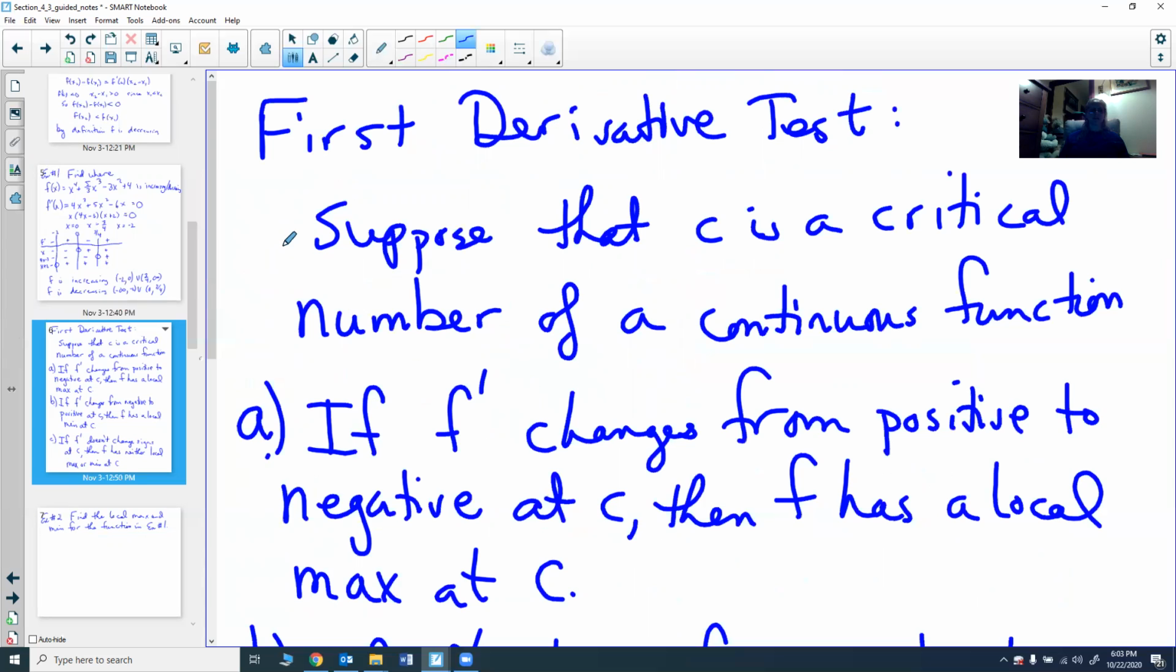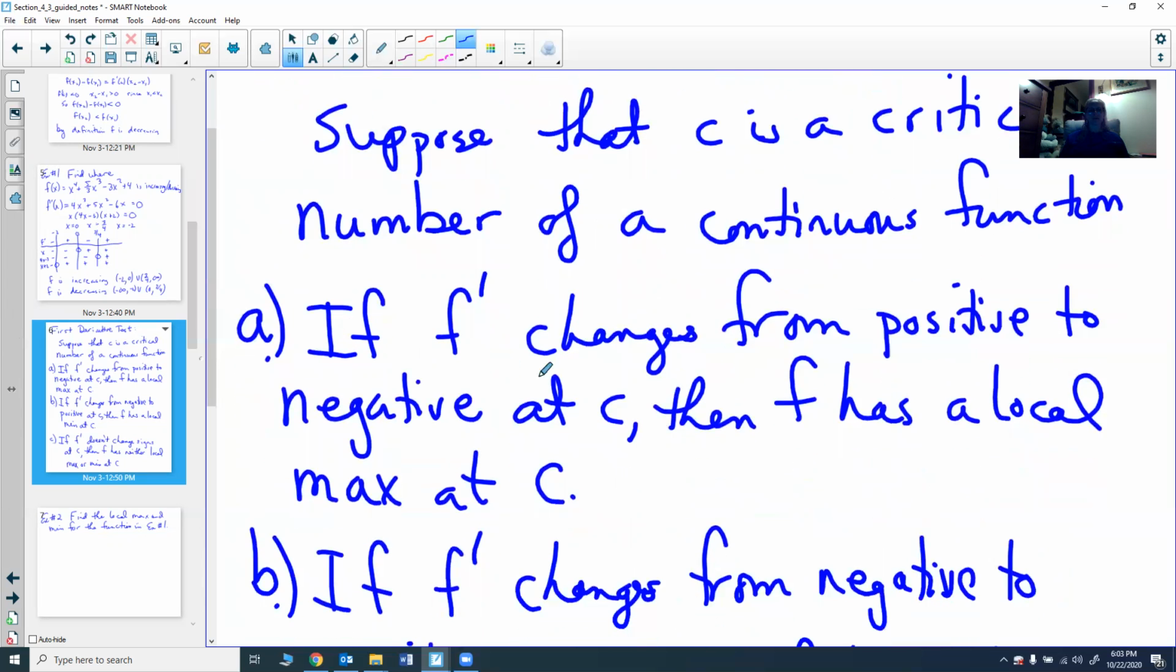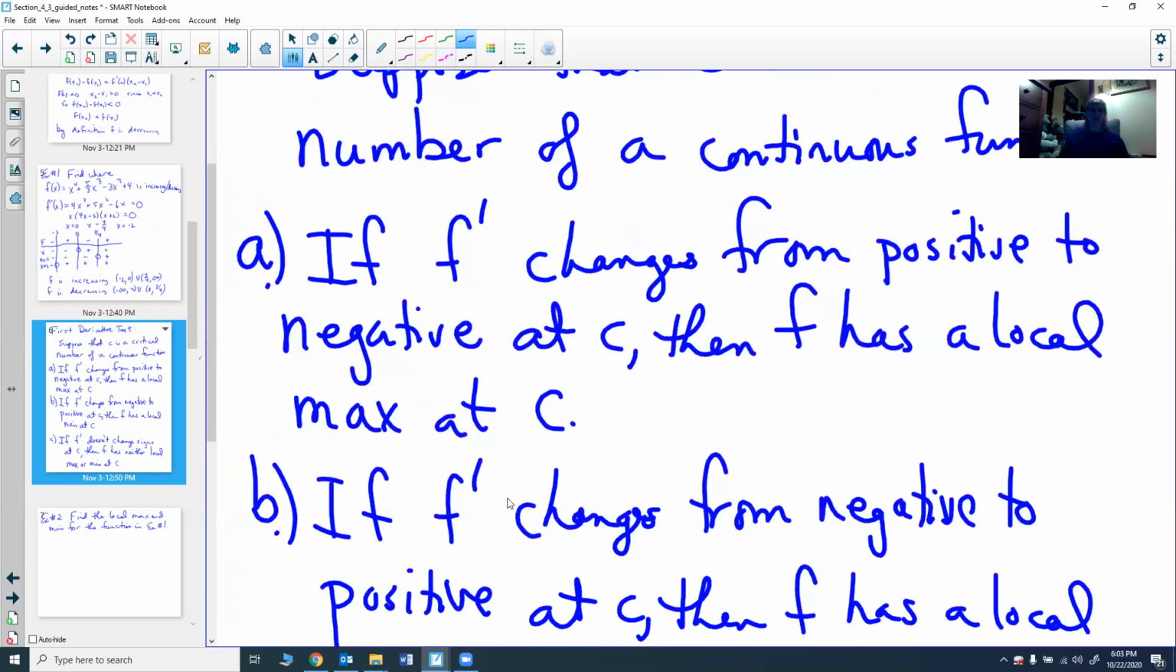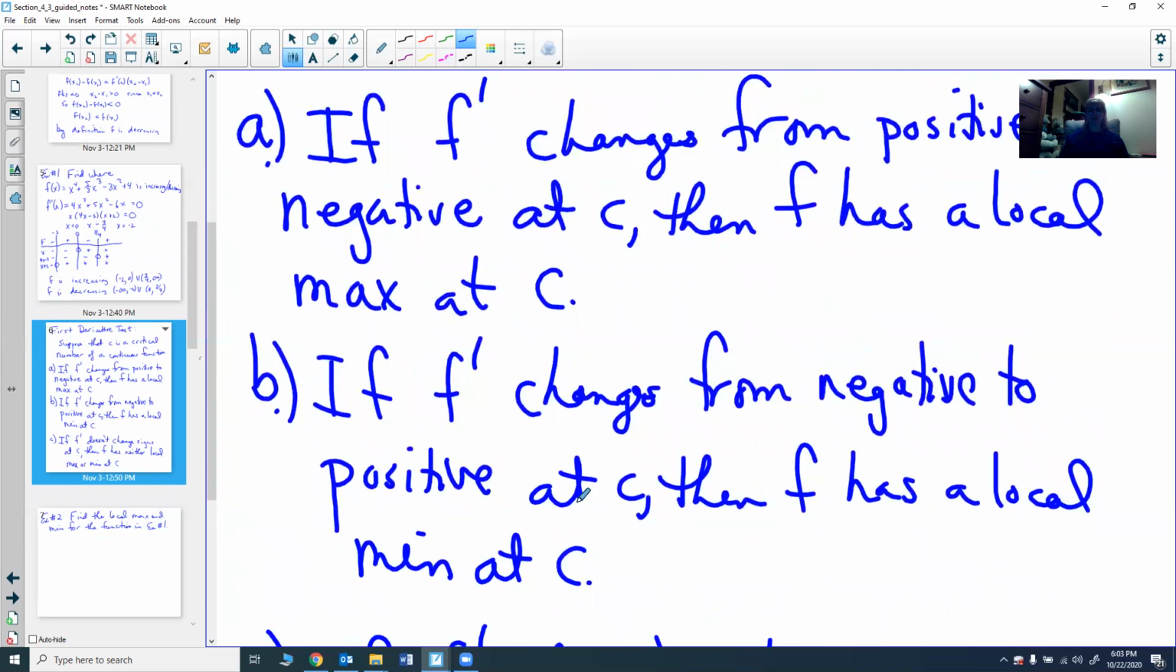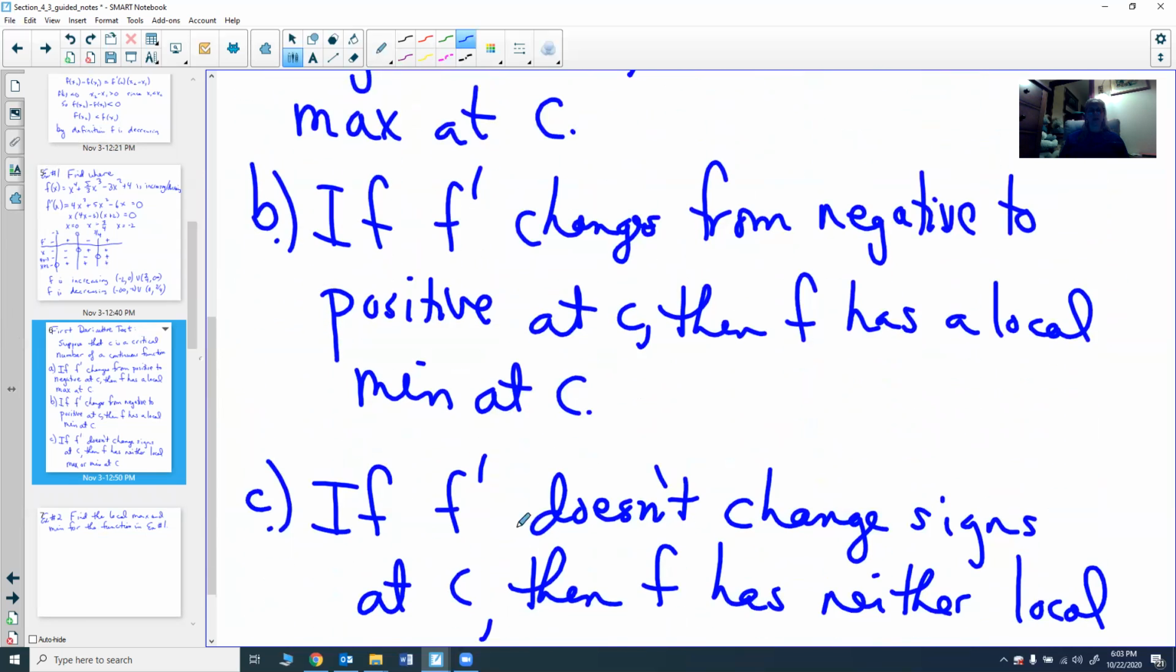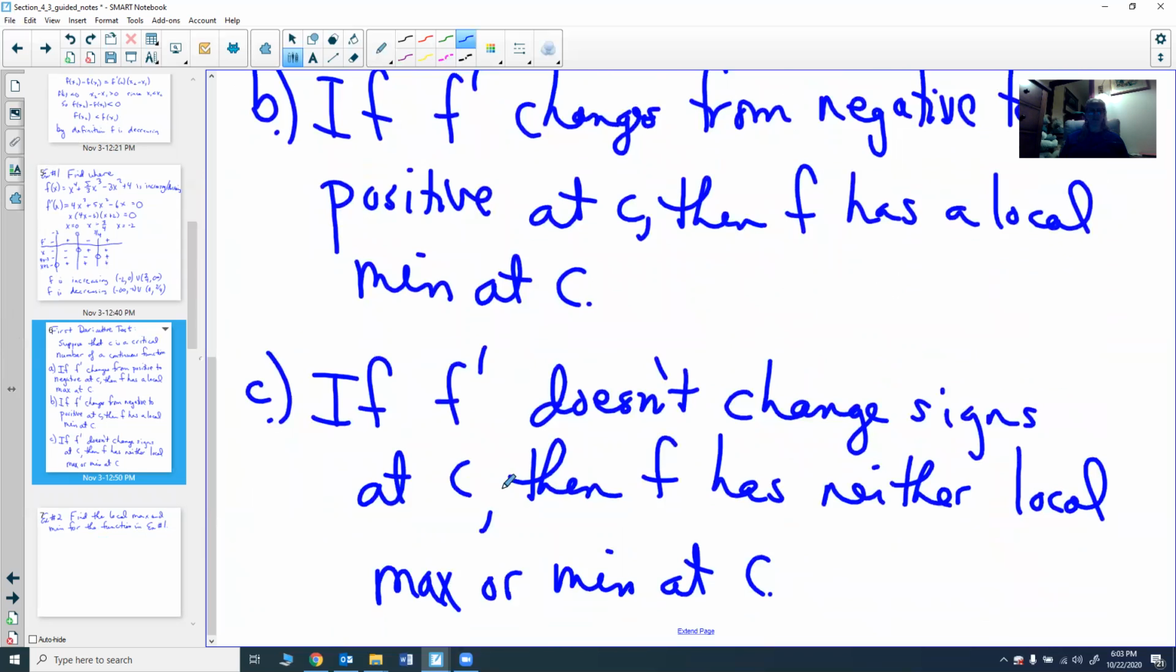The first derivative test says, suppose that c is a critical number of a continuous function. If f prime changes from positive to negative at c, then f has a local max at c. So if f prime is changing from positive to negative at c, then that means we have a local maximum there. If f prime changes from negative to positive at c, then f has a local min at that point. And if f prime doesn't change signs at c, then f has neither a local max nor a local min.